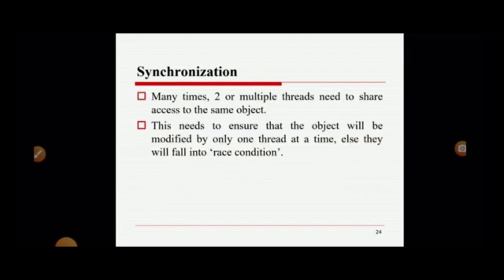Next we are going to synchronization. So what is synchronization? Many times two or multiple threads need to share access to the same object. This needs to ensure that the object will be modified by only one thread at a time, or else they will fall into a race condition. If you are using a shared variable, the shared variable or shared object must be modified by only one thread at a time, otherwise it creates an issue. To avoid this, we go for the concept of synchronization.